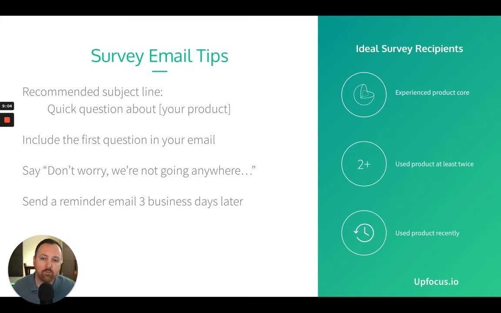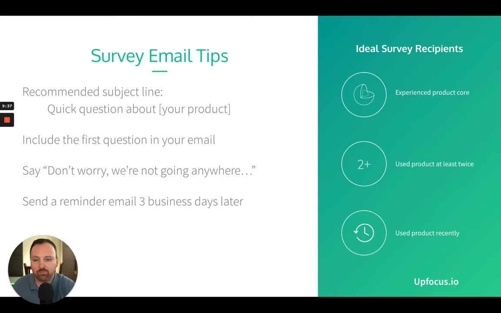When we send it via email, one of the things that we like to do is use the subject line, quick question about your product name, and then include that first question of the survey in your email, the one that says, how would you feel if you could no longer use our product? We have found that sometimes people will interpret that question as, wait, are you considering going out of business or shutting down? So we put a very clear disclaimer in there that says, don't worry, we're not going anywhere. This is just how we measure customer satisfaction.